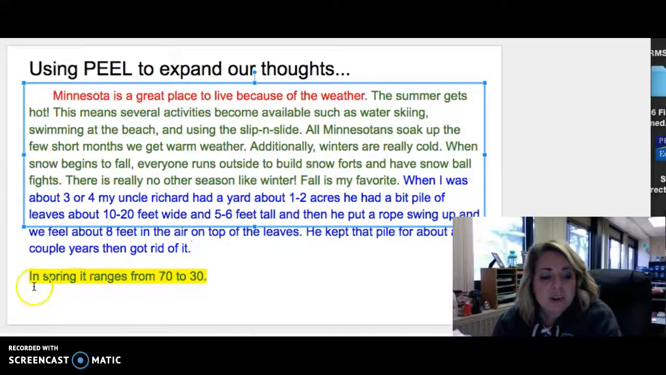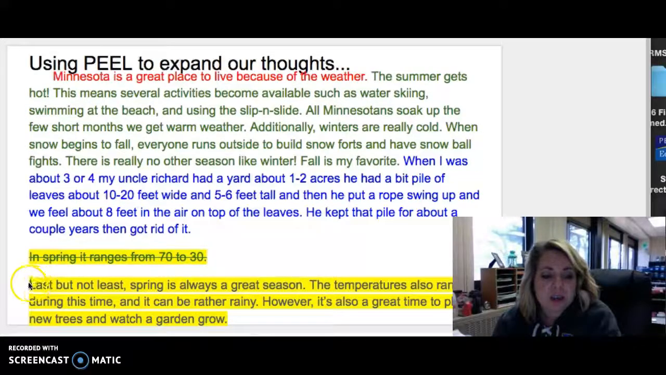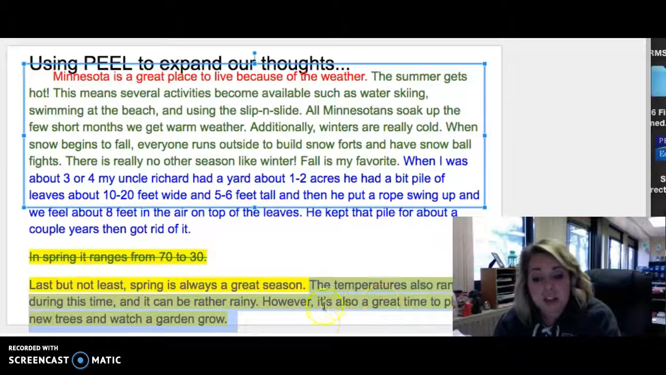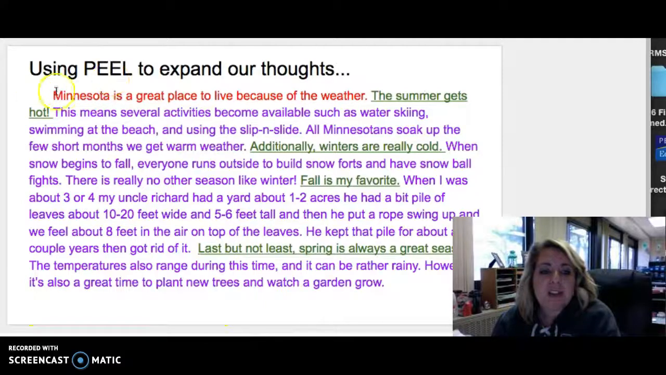And then the last part, in spring it ranges from 70 to 30. Well, I would add in my evidence, as I'm sure you're expecting me to do. Last but not least, spring is always a great season. So I have my new piece of evidence. Instead of talking about this weird temperature range, spring is always a great season. Kind of vague, but then I get specific. The temperatures also range during this time, and it can be rather rainy. However, it's a great time to plant new trees and watch a garden grow. Okay, much more specific.